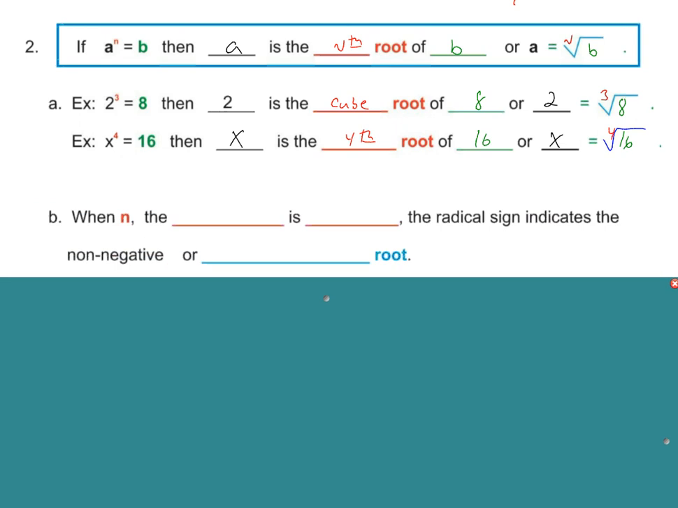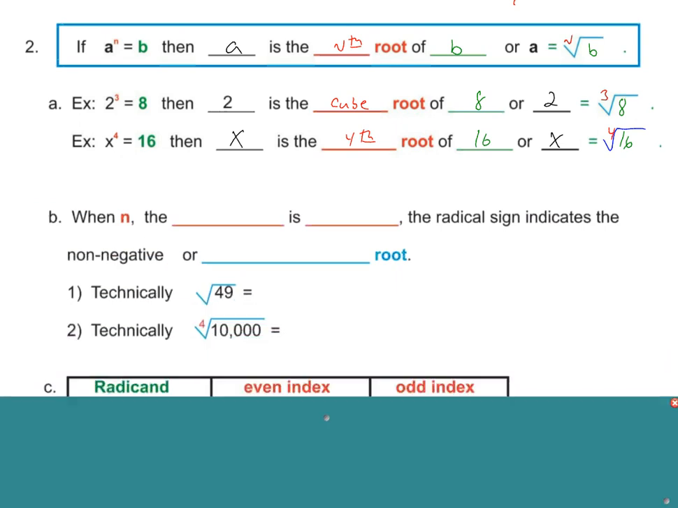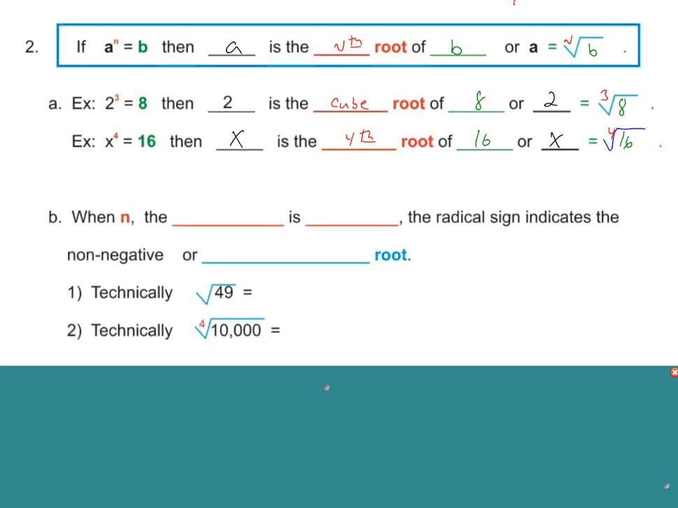Okay. All right. B. When n, the index, the number in the crevice that tells you what kind of root, is even, the radical sign indicates the non-negative or principal root. The principal root.